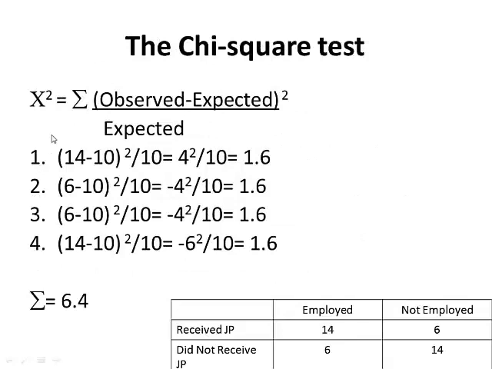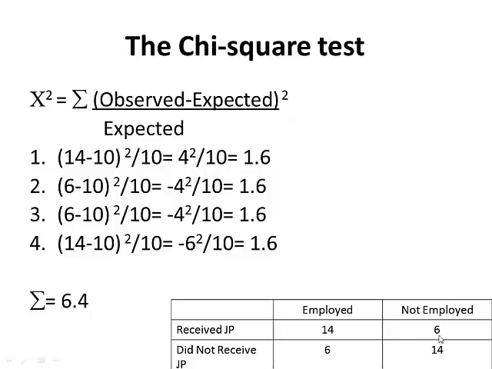And then we calculate the chi-square. So there's our formula: the sum of observed minus expected squared divided by expected, and we would do that for each cell. For cell 1, we have a 14. That's what we observed. We expected 10, so we would say 14 minus 10, squared, divided by the expected 10. The difference there is 4. We would square that, that would be 16, divided by 10, and we would get 1.6.